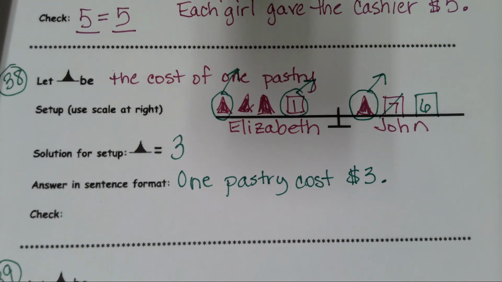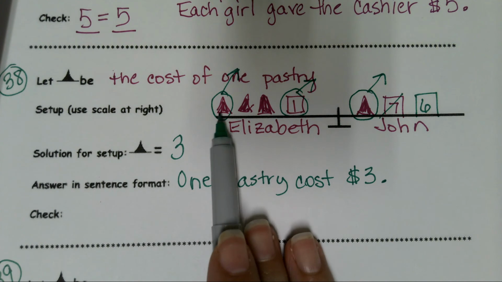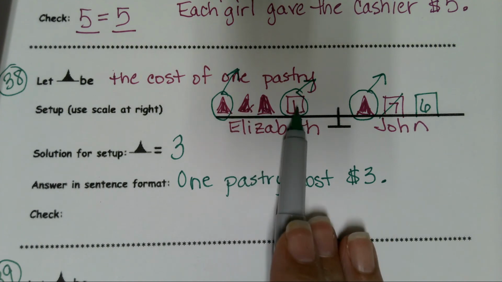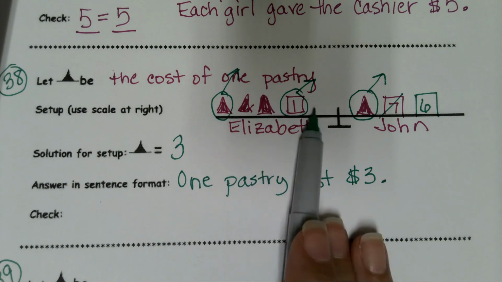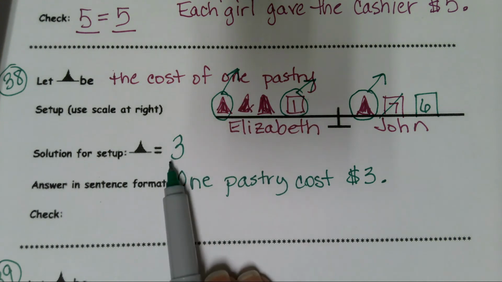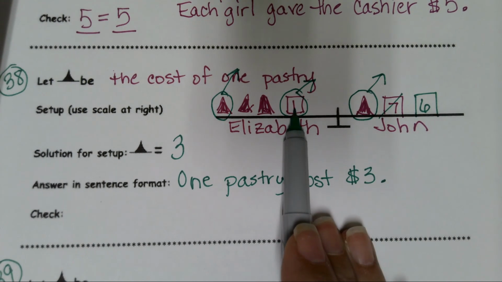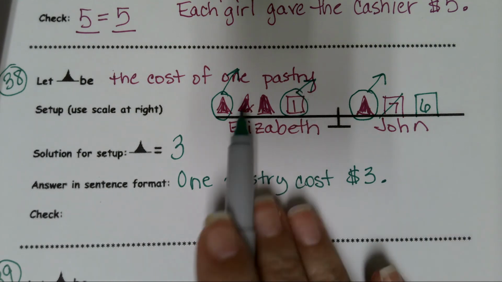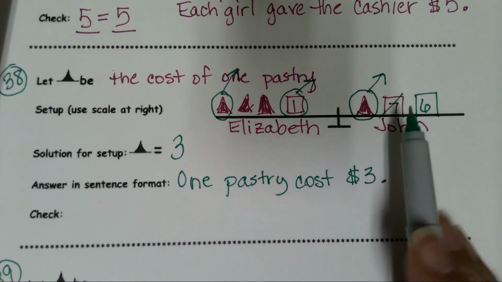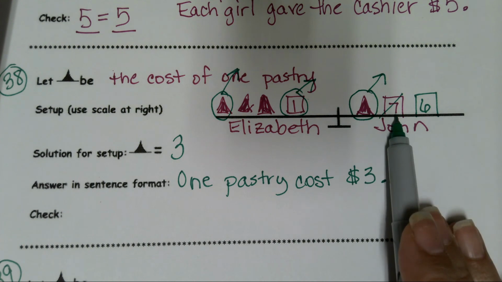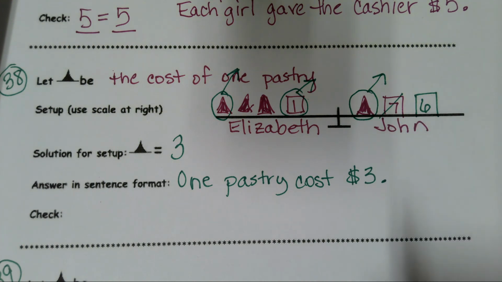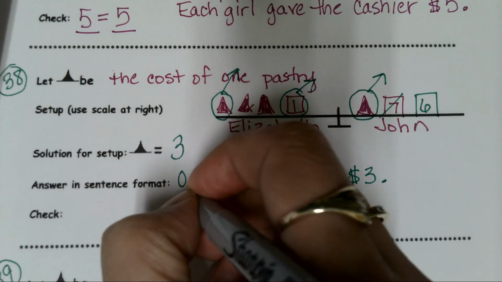Well, that was the first question. If they each gave the cashier the same amount for the purchase, how much did each pastry cost? But next we need to know how much did each give the cashier. So to start with, Elizabeth had 3 pastries and $1, and that's what she got back from the cashier. So if 1 pastry is $3, 3, 6, 9, 9 plus 1 is 10. So Elizabeth gave the cashier $10. See about John. 3 plus 7 is 10. That's $10 also.